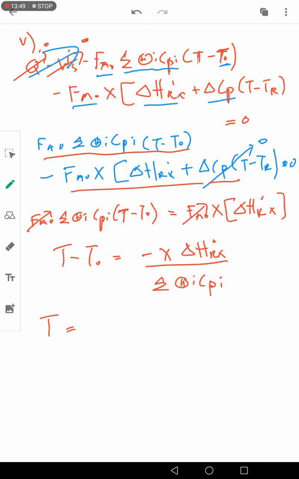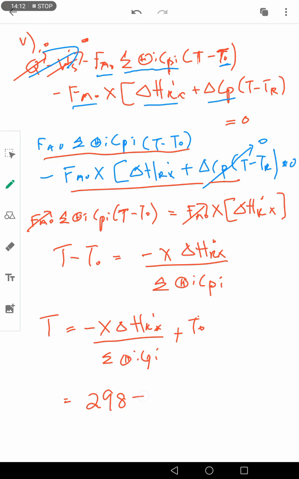T equals to plus T0, in which bila you masukkan value you akan dapat 298 which is ni T0 ni, minus, bila you masukkan delta HRX ni yang you dapat tadi 6000 over jumlah heat capacity which is 30 X. So you dapat 298 tolak 200 X equals to T. Alright.